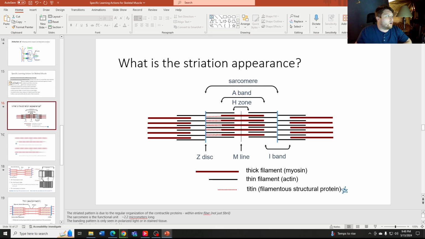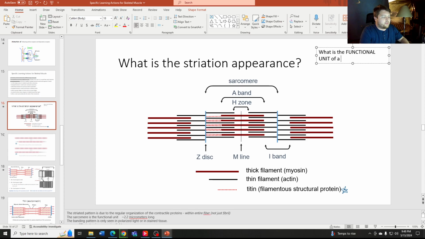Now, this is always a test question. I promise this is a test question. You're going to get the question, what is the functional unit of a muscle cell? And that is the sarcomere, okay? The sarcomere right here, this is where all of the stuff happens, where all the important movement stuff happens, okay?